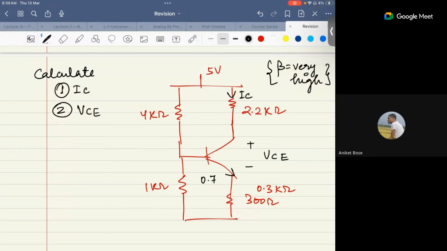What is the answer you're getting? I see 1 milliampere. Okay. And we see 2.8, and 2.8 minus 0.3 means 2.5. I guess that is correct. Yeah, that is correct. Again, same thing we can do, right?